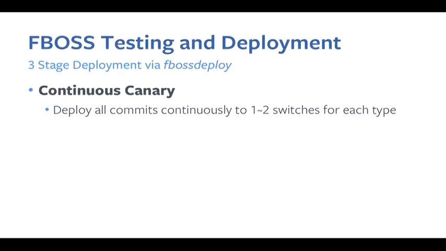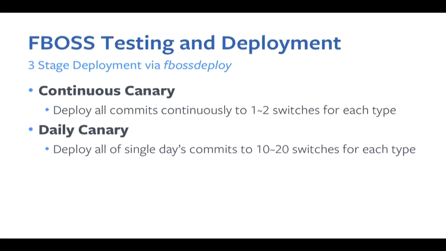For example, we use the switches that manage traffic to our web servers. This stage is meant to catch bugs related to switch initialization, configuration, and errors that surface pretty quickly. The second stage of deployment is called daily canary. We deploy an entire day's commits to 10 to 20 switches for each type of switch that we have in our data center. This stage is meant to catch slowly surfacing bugs such as memory leaks.